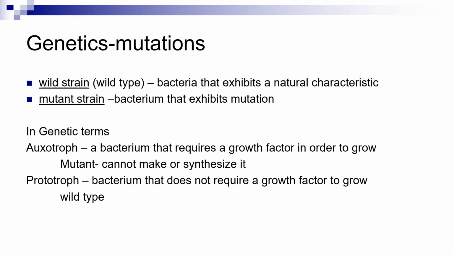If we think back to amino acids, it would be a mutation, for example, when we want to make arginine, the amino acid arginine. It would be some sort of mutation in that operon and in that whole set of genes that works together. So there would be some sort of problem in that gene set, a mutation that's occurred, and now it is not able to make its own arginine anymore. And then there's the prototroph, and that's a bacterium that does not require a growth factor to grow.